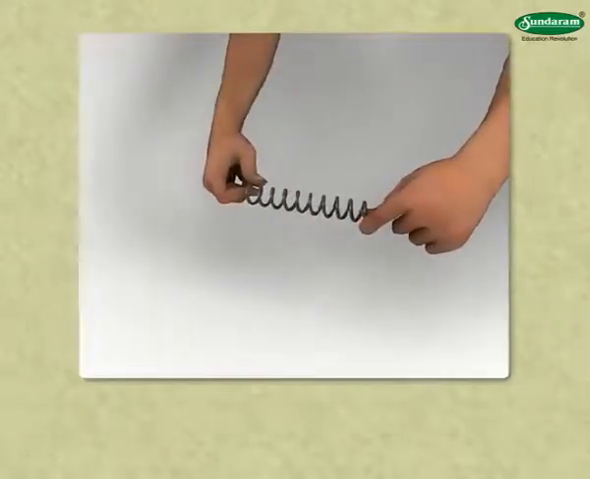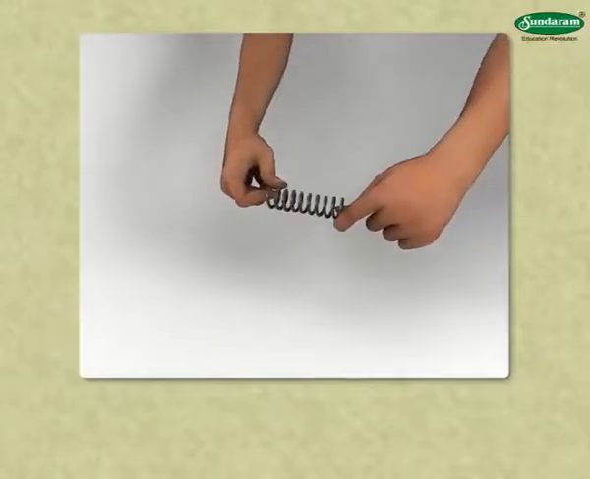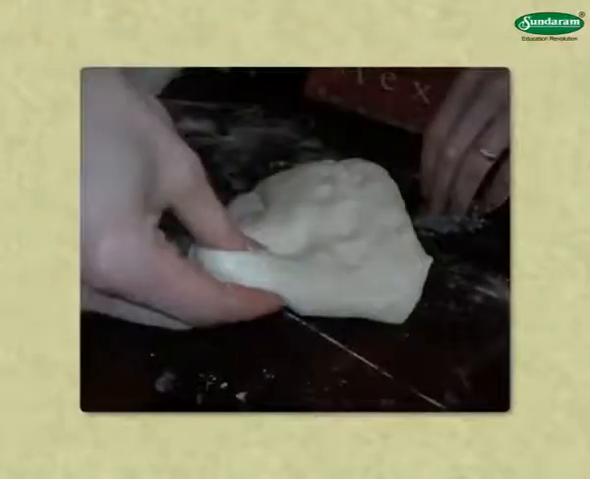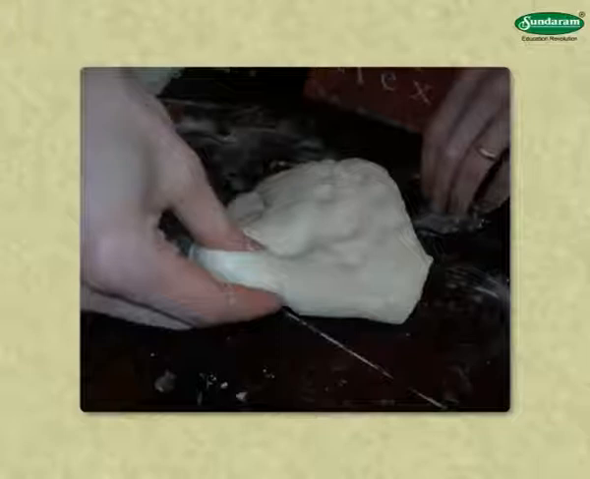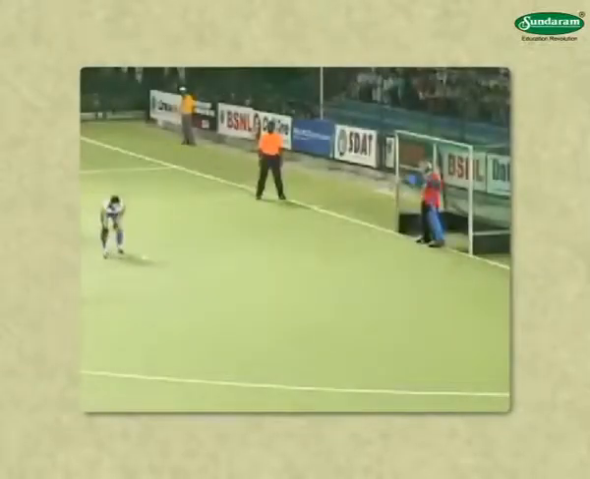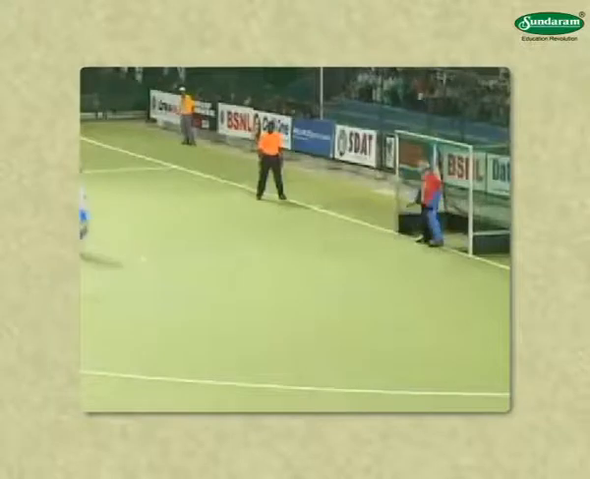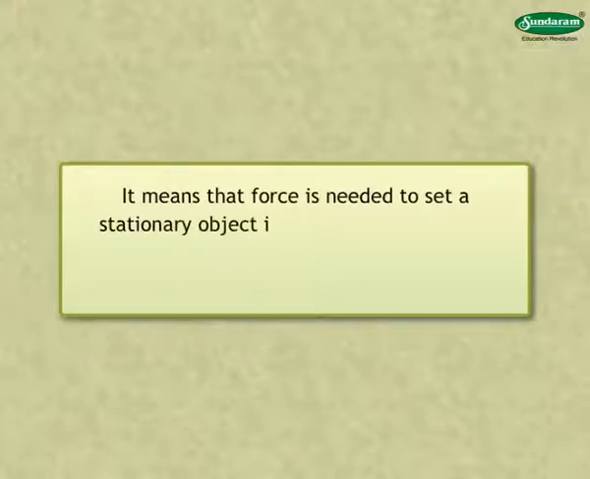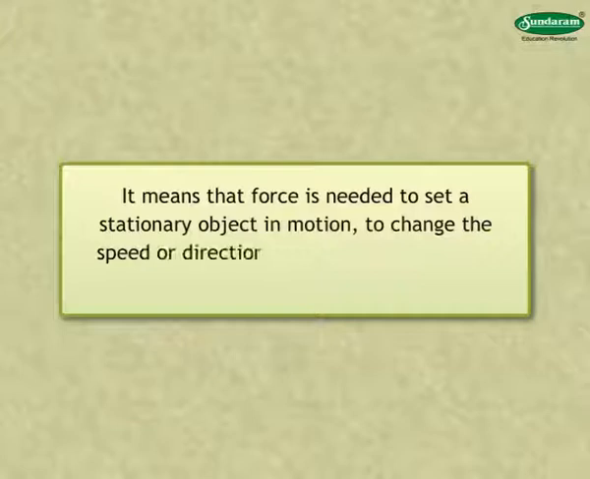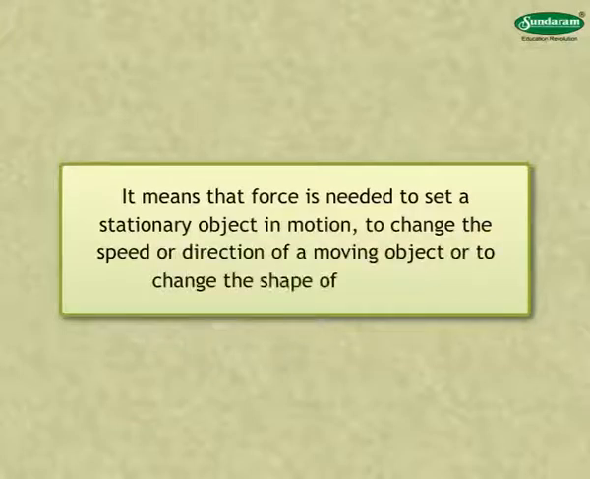When you stretch a spring, its shape changes. So does the shape of dough when you press it. When you hit a ball with your hockey stick, it rises into the air. It means that force is needed to set a stationary object in motion, to change the speed or direction of a moving object, or to change the shape of an object.